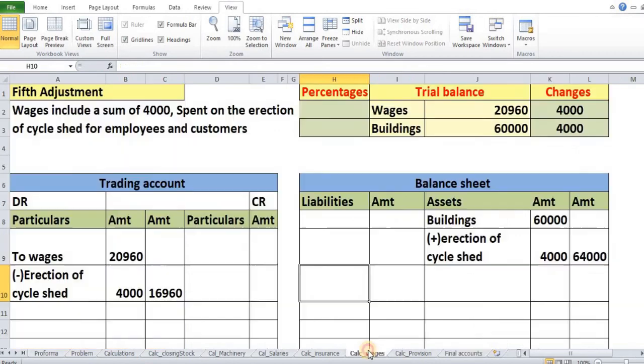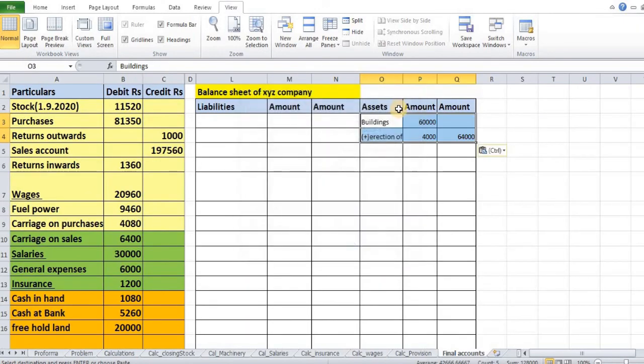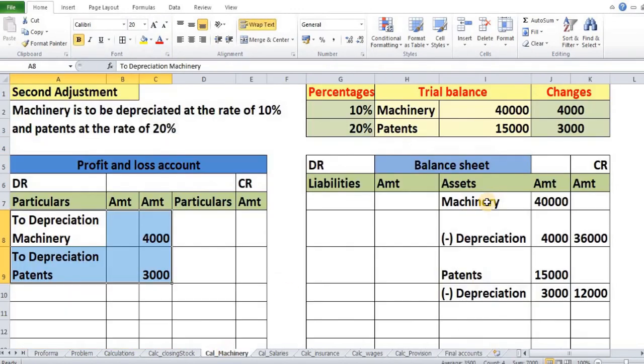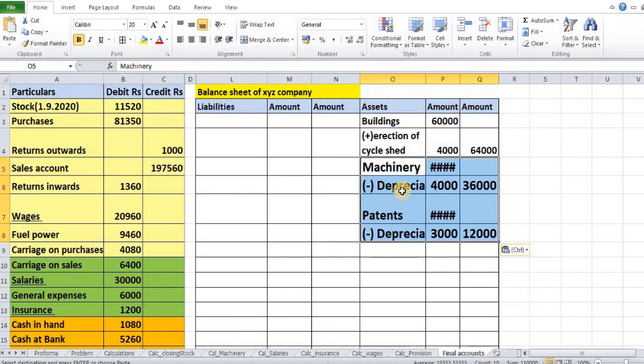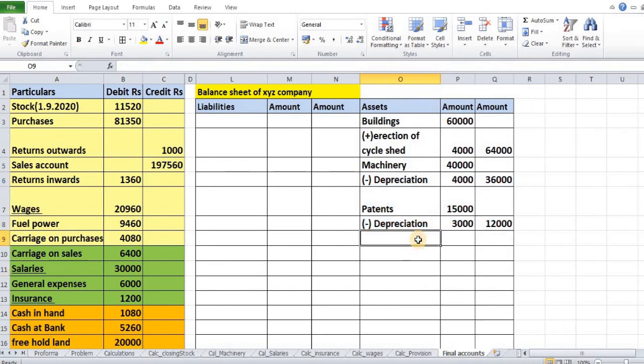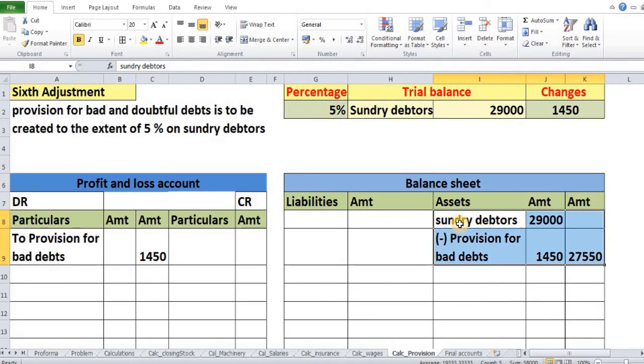First adjustment is buildings. So we'll copy the data for buildings from the working tab. Our next adjustment is machinery. We'll copy the data for machinery from the calculations tab. Here I have copied the data for both together, that is machinery and patents. Our next adjustment is sundry debtors. So we'll copy the data for sundry debtors from the calculations tab.